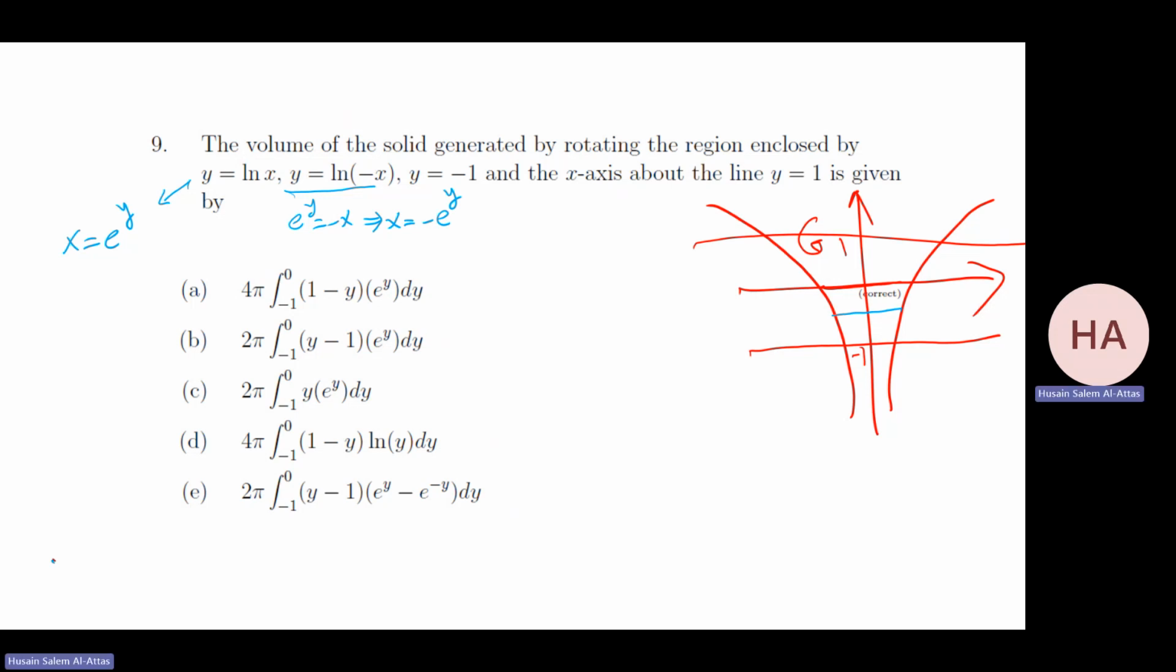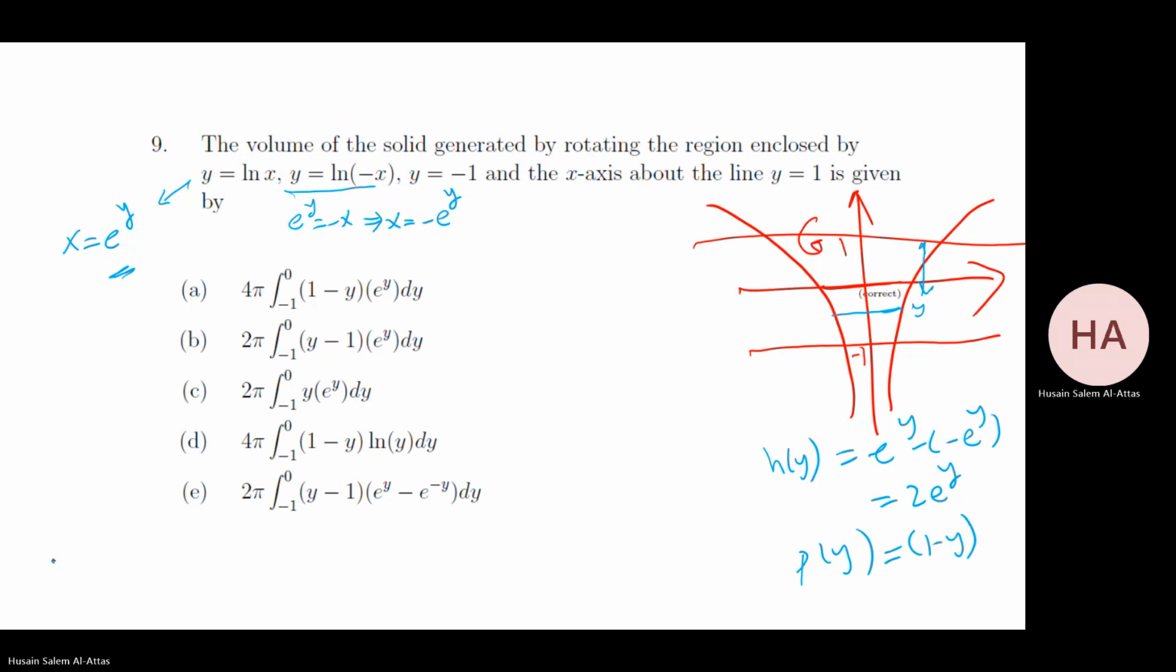Okay. Now what will be h of y? It will be this function minus this function, which is e to the power y minus minus e to the power y. And that will be 2e to the power y. And what is p of y? That is the distance, it will be 1 minus y. And from where to where? The y values, this is the region from -1 to 0.